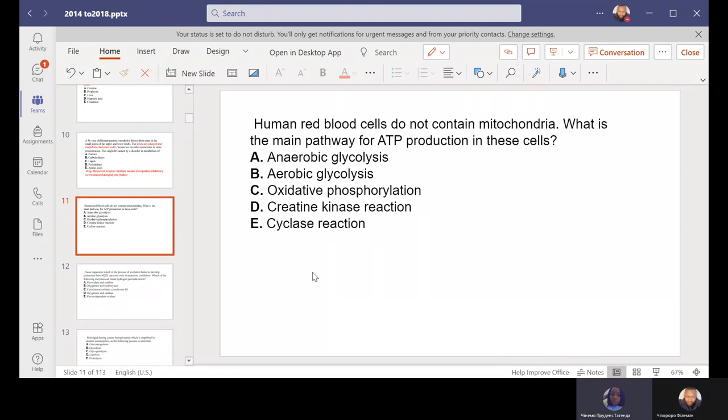Human red blood cells do not contain mitochondria. What is the main pathway for ATP production in these cells? They don't contain mitochondria. Okay, here is what happens. The first thing you need to know: what happens in the mitochondria? There's production of energy.